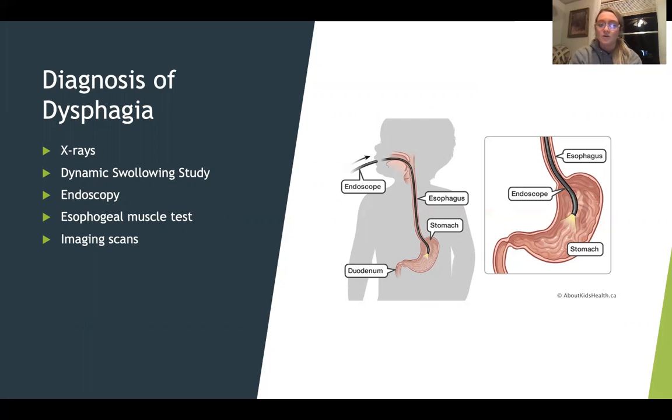They can also do a swallowing study, an endoscopy, where they take a tube and they stick it all the way down the esophagus, and it has a light on the end, and they can watch a video to see what's going on in there, and then it goes all the way through the sphincter into the stomach. I've had that done actually, and it's not painful. They put you under, they put me to sleep for that. They can also do esophageal muscle tests to see if it's pushing down properly, and other imaging scans.